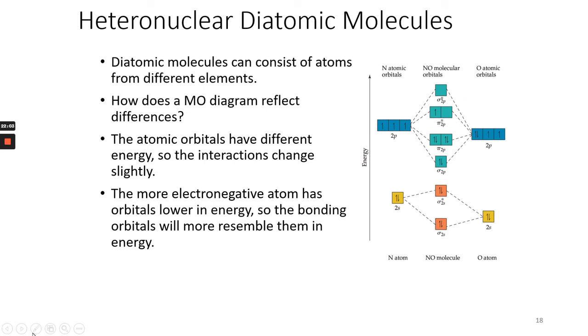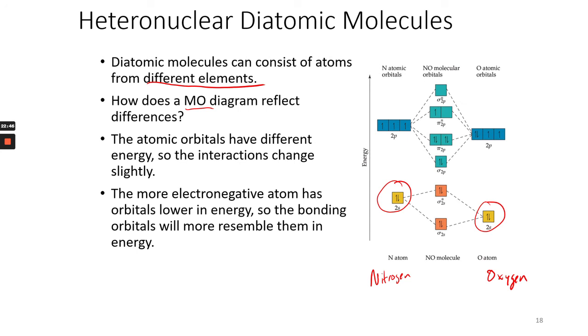Now, up until this point, we talked about diatomic molecules that all had the same atom. So those are homonuclear diatomic molecules. What happens if you have a diatomic molecule between two different elements? Okay, two different elements. How does your molecular orbital diagram reflect this difference? So if you look here, I'm going to circle the two S's. This is nitrogen, and this is oxygen.